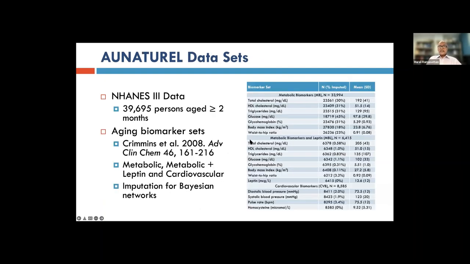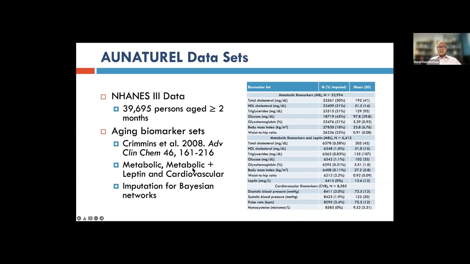So this is the enhanced data set that we used, and more details here. And what we decided to do initially was use aging biomarkers that were identified from a paper by Crimmins et al. 2008. Here's a reference. And they looked at three groups of metabolic biomarkers.